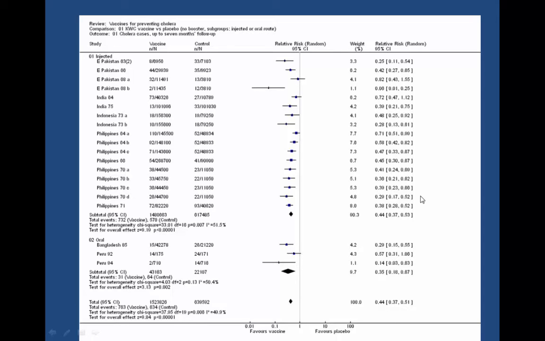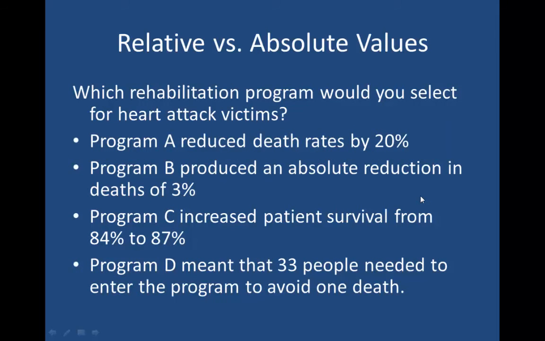So I'd consider how bad is cholera, how much do people suffer with cholera, how much does the vaccination cost, and I would explain those things to my patient, and together we would make a decision on whether they take the vaccine. Okay, relative versus absolute values. Here's a good example of how authors might choose to report data that makes their study look more impactful.